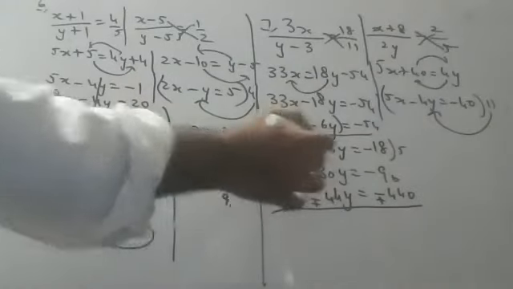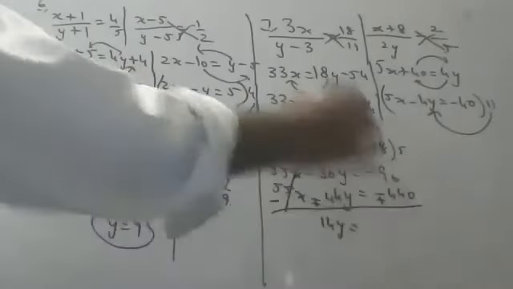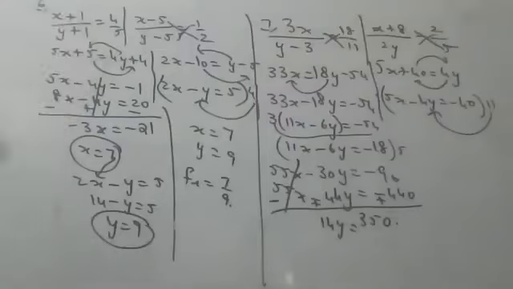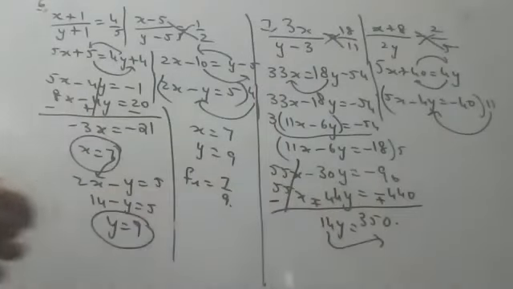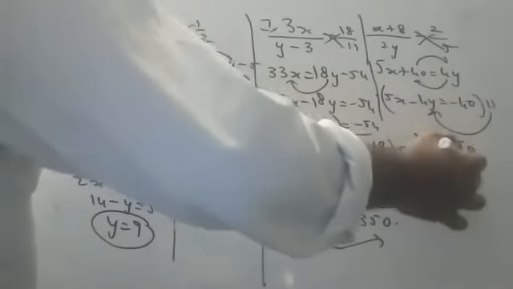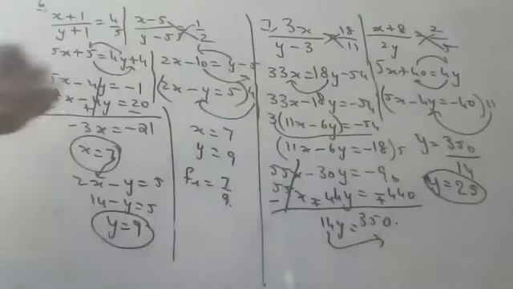Now this is minus, this is plus, 55x cancels. 44 minus 30 is how much? 14y. 440 minus 90 is how much? 350. 440 minus 90 is 350. If you take this down, what happens? y is equal to 350 by 14. 14 twos are 28 and 70. y is equal to 25. y is equal to how much? 25.